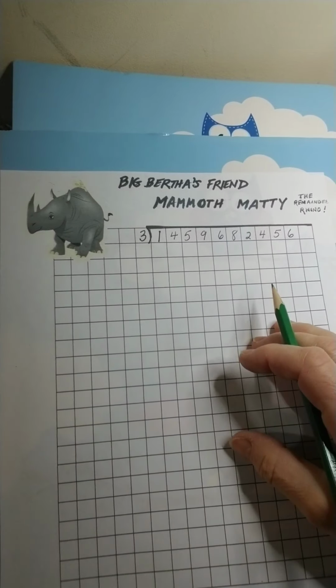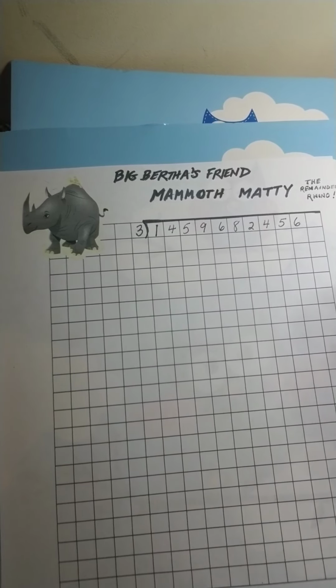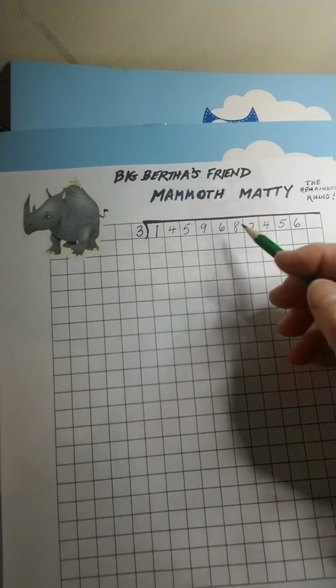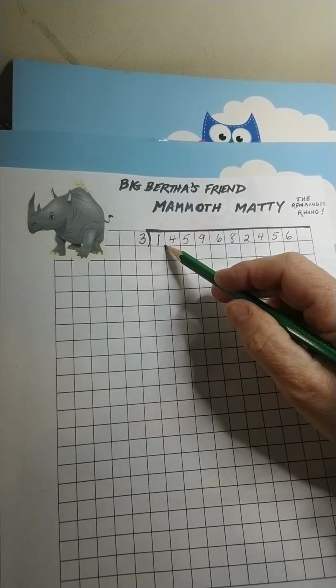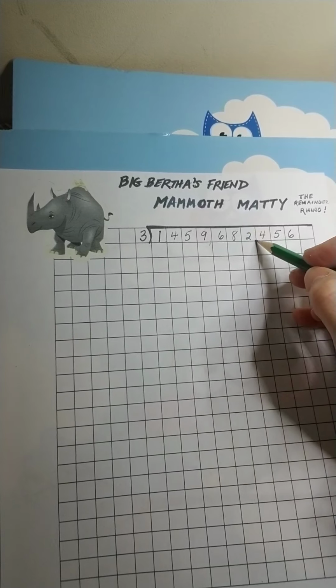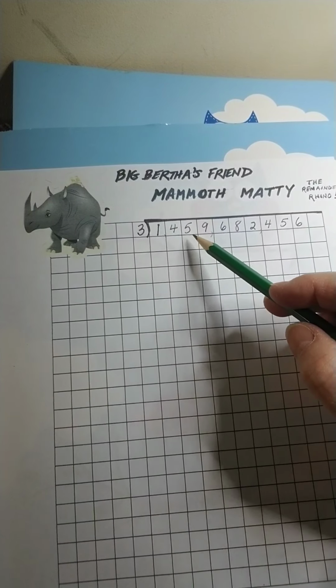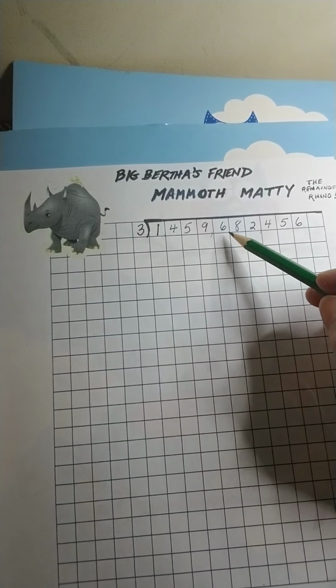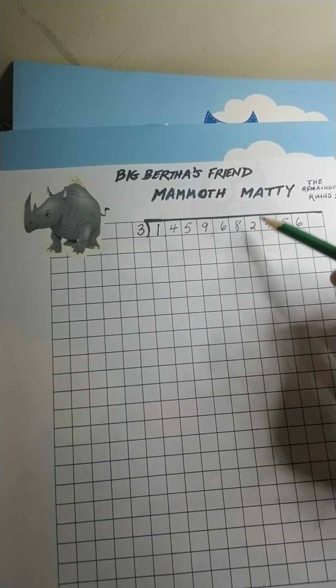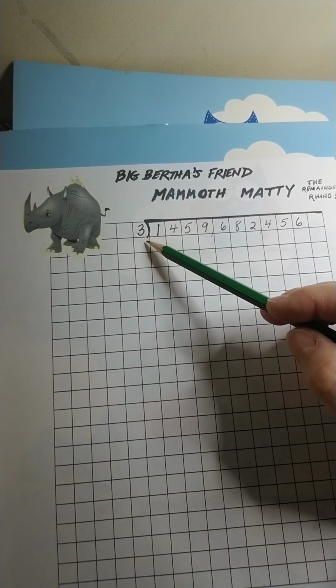All right, we're going to solve Big Bertha's friend, Mammoth Matty, the remainder rhino. We're going to look at this number. That is a big number. It's 1,459,682,456. And we're going to divide by 3.